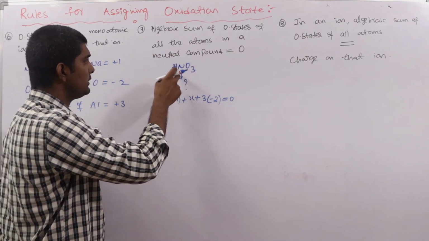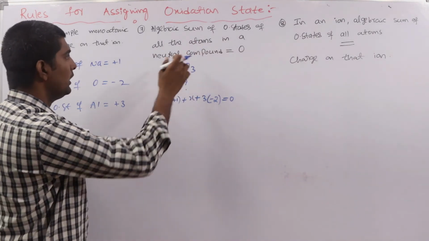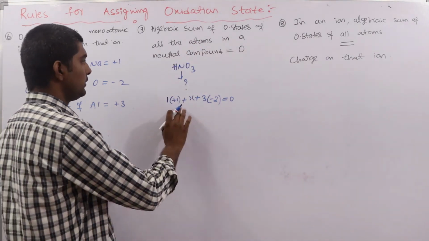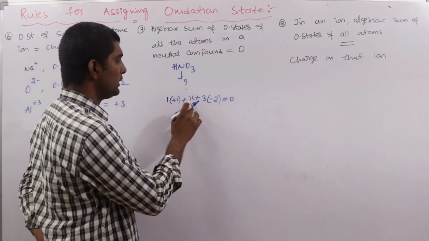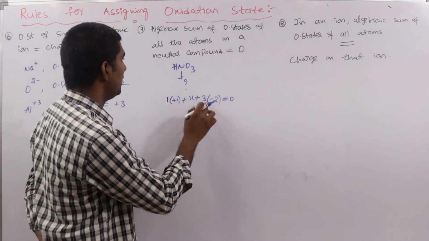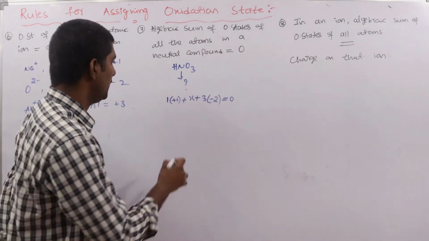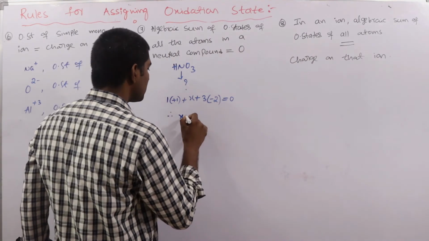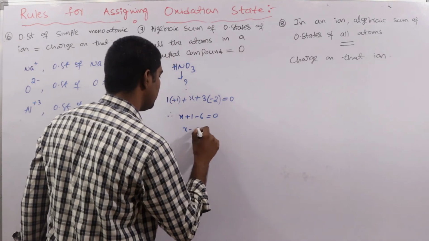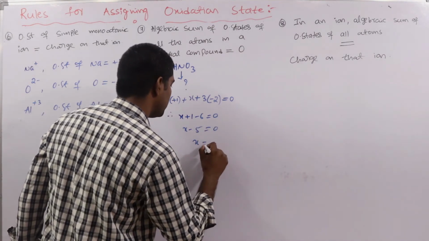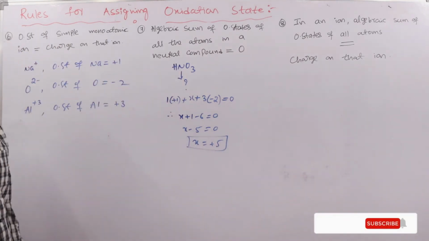See, this is a neutral molecule, there is no charge present on this molecule. So total charge: one hydrogen, each hydrogen +1, nitrogen we are assuming X, and 3 oxygens, so 3 into each oxygen carries -2. Therefore X + 1 - 6 = 0, X - 5 = 0, so X = +5. So what is the oxidation state of nitrogen?